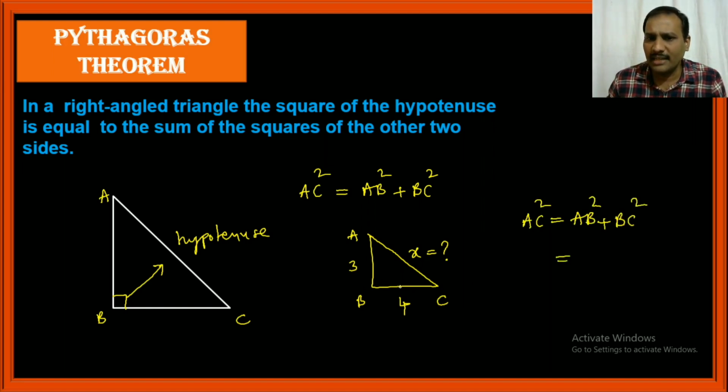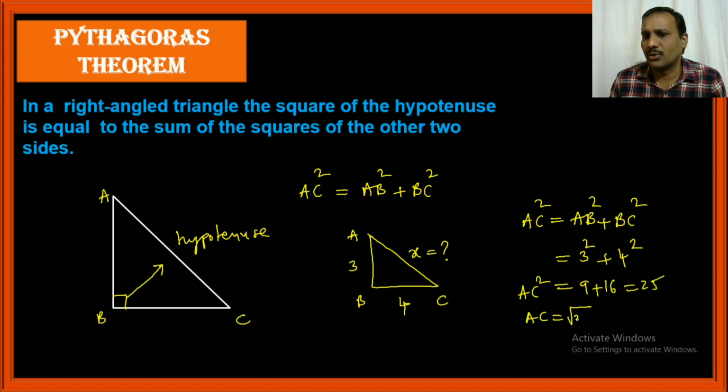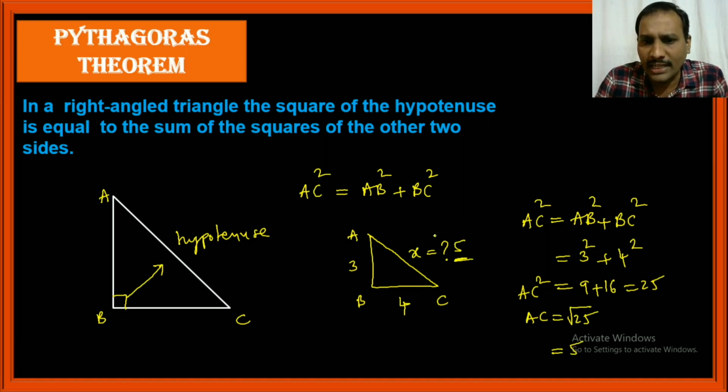What is AB here? 3 square plus BC 4 square. That is 9 plus 16, 25. AC square is 25. Therefore, AC is equal to root 25, which gives you 5 units. So, X is equal to 5 units. So, by using the Pythagoras theorem, if you know any two sides in a right angled triangle, you can find the third side.